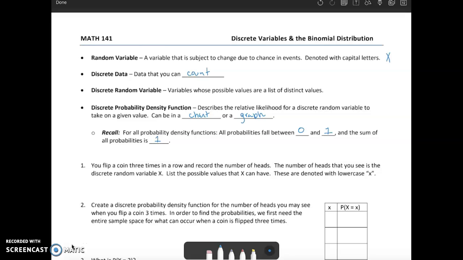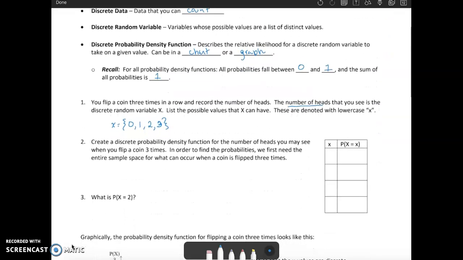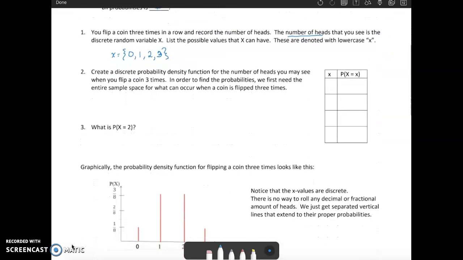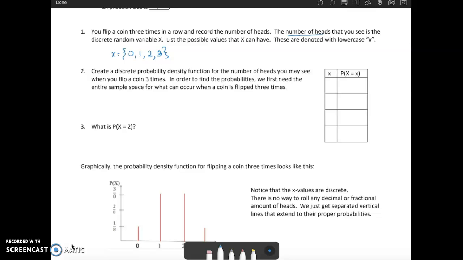Okay, so let's see. We're getting the number of heads that you see. So what can all of these small x values then be? I could see 0 heads after 3 flips. I could see 1 head or 2 heads, or all 3 of them could be heads, and then that would be it. So that is just a list of the outcomes that we could see for this random variable.